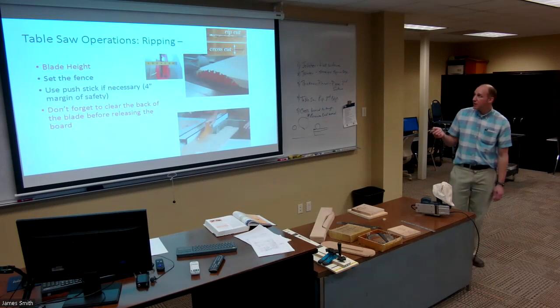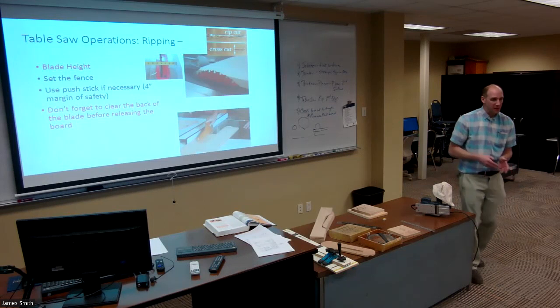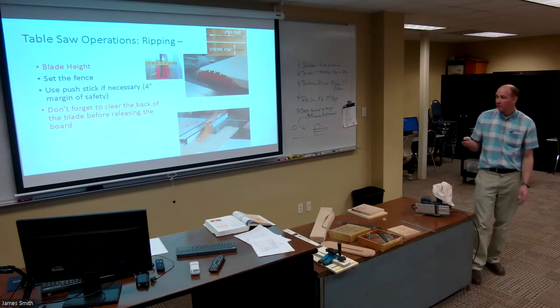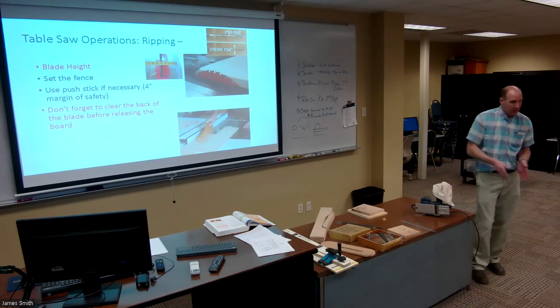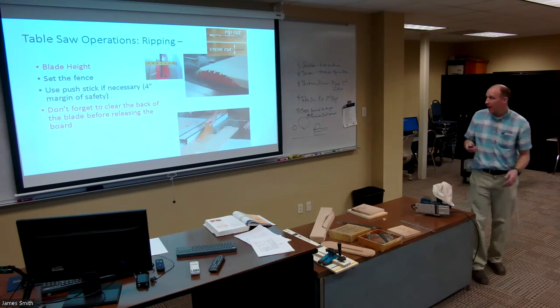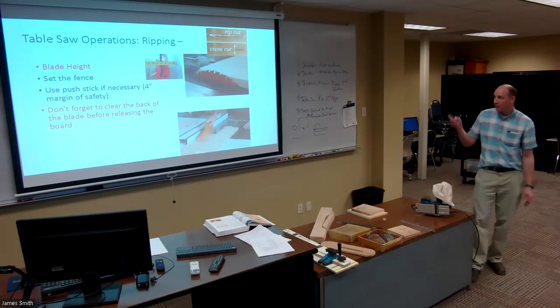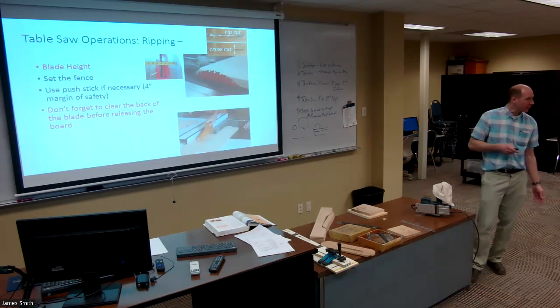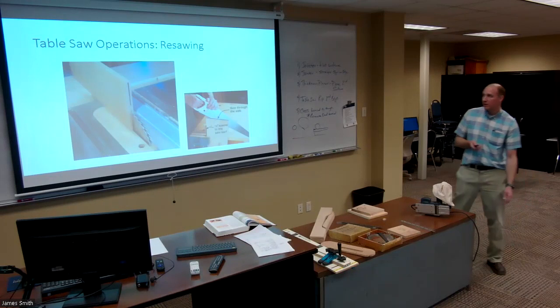This just shows you ripping, cutting, and most of the time this is parallel to the grain, but again, it just kind of depends. But usually it's cutting boards, you get a lot of length, you're going to be ripping that length in half. Cross cutting would usually be cutting across the grain.